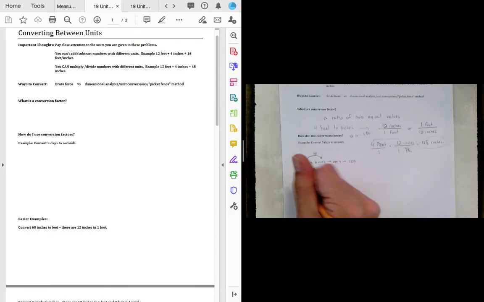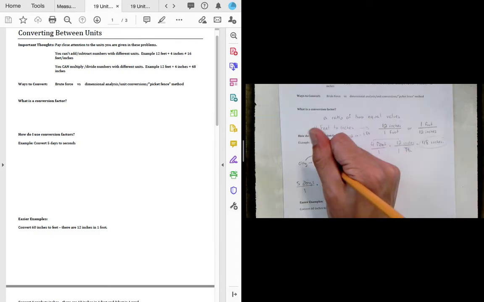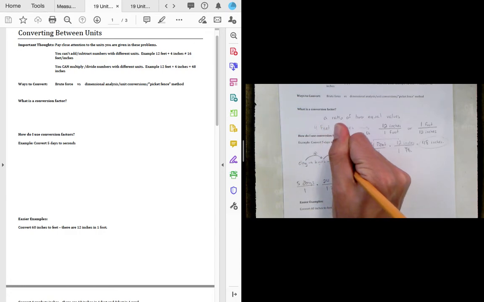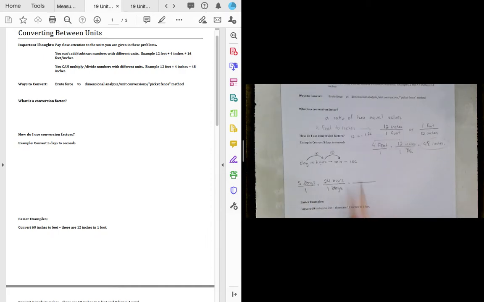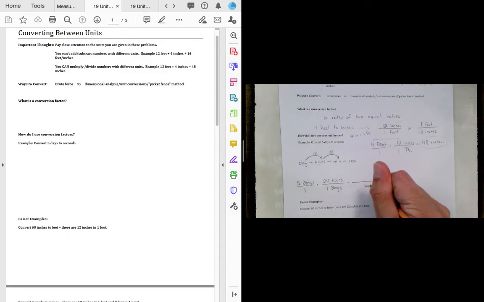At this step right here, days and days cancel out. I can multiply these across if I want to, if I'm ready, and my final answer would be in hours right now. But I don't want to stop at hours. I want to keep going. So I'm going to go from hours to minutes next. My next conversion needs to have hours and minutes in it. And because I have hours on the top here, the hours unit is going to go on the bottom, and the minutes unit is going to go on the top.